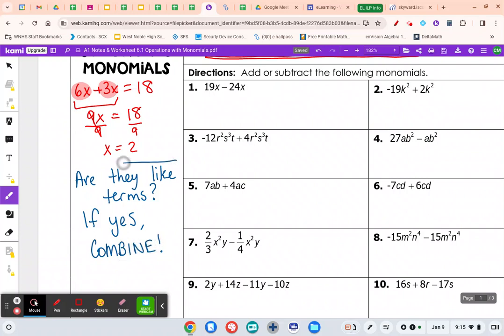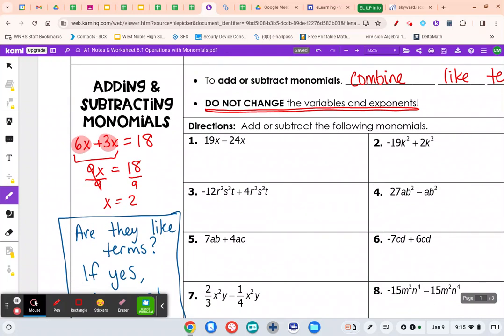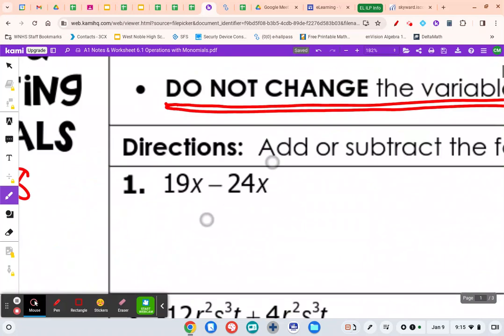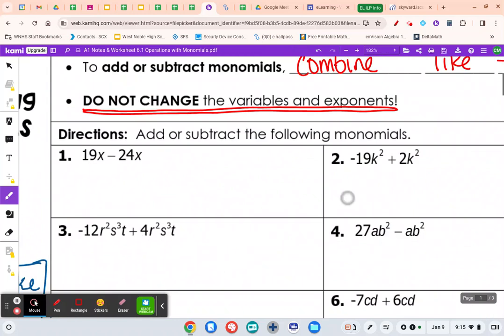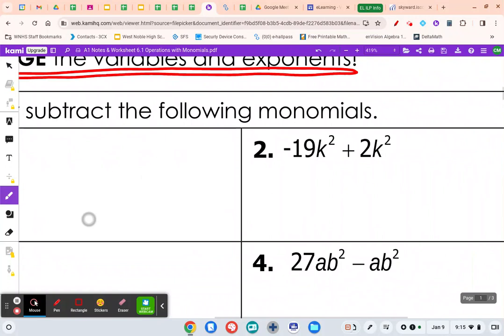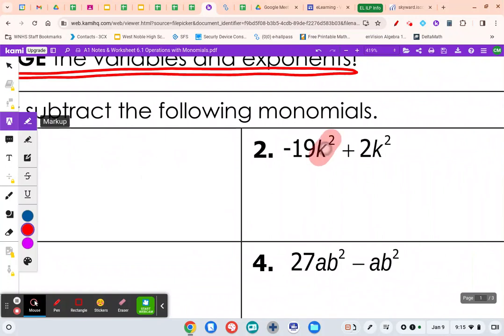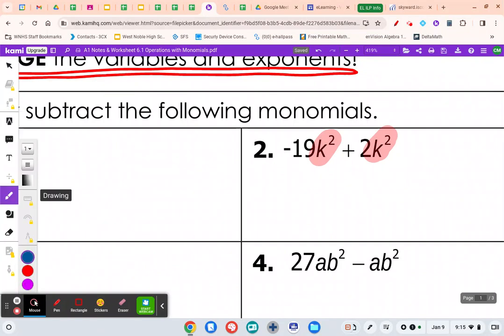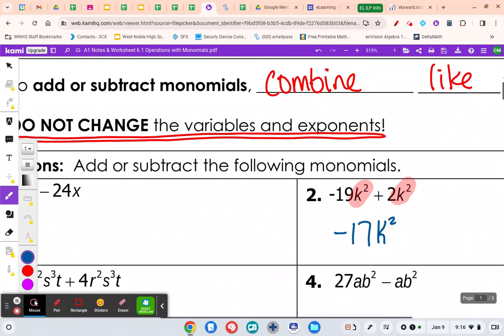Okay, so we're going to do some examples here. We're not going to do all of these just for time. So we'll start out with an easy-ish one. We just did one similar to this, so we're going to skip that one. You can try it yourself or check the work on the key if you want to do it. We know that these two are alike because their variable is exactly the same. They're both k squared. So in this case, all you do is take negative 19 plus 2, so you get negative 17, and you keep the k squared. Like it says up here, do not change the variables and the exponents.